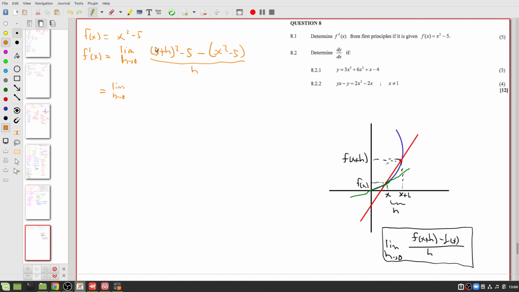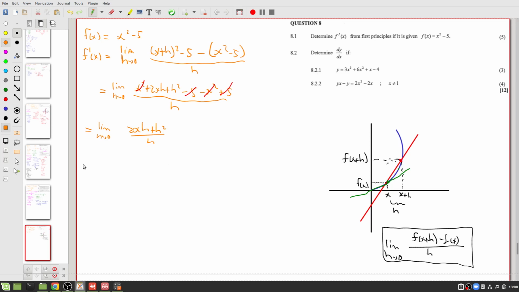Okay, now we just multiply out, so (x plus h) squared is x squared plus 2xh plus h squared minus 5, and then multiply the minus in, so minus x squared, minus minus 5 is plus 5, all over h. Equals limit as h approaches 0. Now we see x squared minus x squared is nothing, right? Minus 5 plus 5 is nothing. So what we're left with is 2xh plus h squared over h. Okay, so now we're getting somewhere.